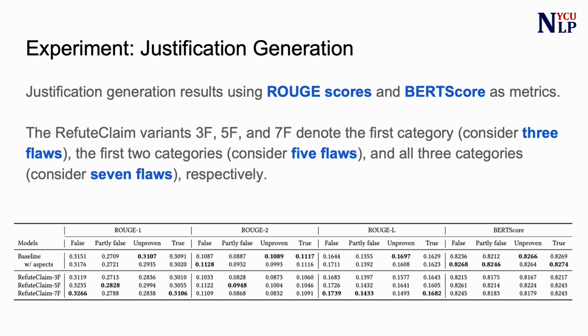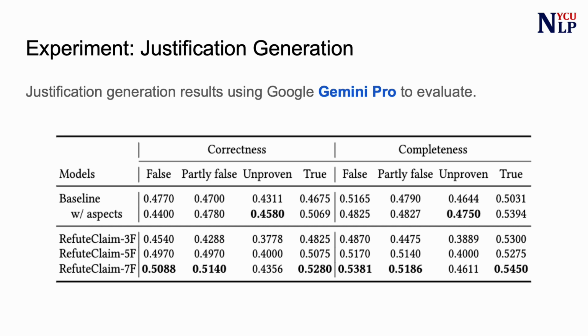The Refute a Claim 7 flaws variance performs well on Rouge score when elucidating false claims, while it has a weak performance on BERT score because it may discuss the flaws not existing in the claim. This page shows the justification generation results using Rouge scores and BERT score as metrics. We also utilize large language model, like Gemini Pro, to evaluate justification generation result. The table shows the Refute a Claim 7 flaws variance perform well on both correctness and completeness, particularly on false claims.